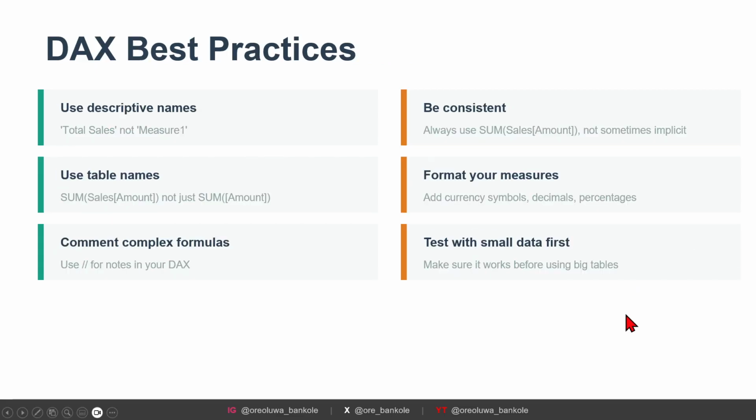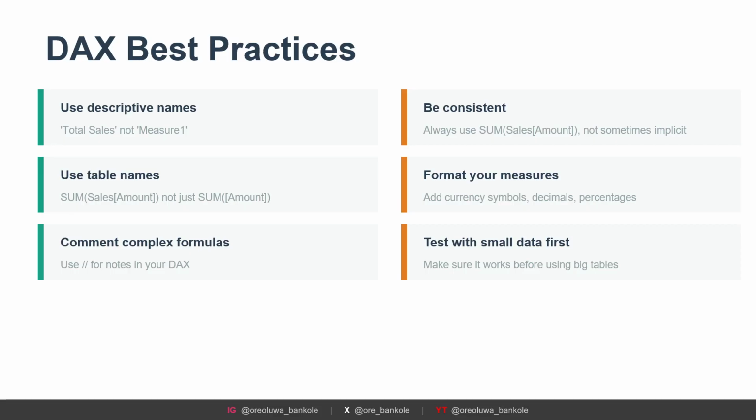Don't worry. So now, what are the best practices for writing DAX? The first one is that you use descriptive names. Don't just call something measure 1, measure 2, measure 3. No. Use names that when another person is seeing it, they can understand exactly what you have said there. Are you with me? Also, make sure you use the names of the tables. Sum of sales amounts, not just sum of amounts.